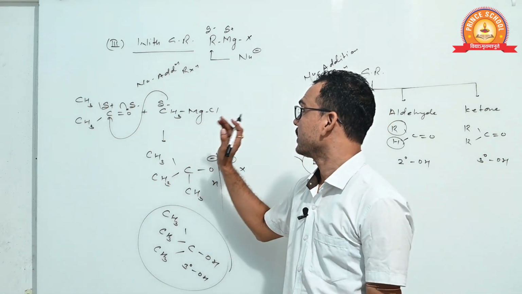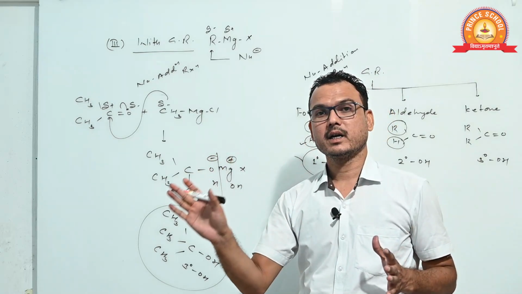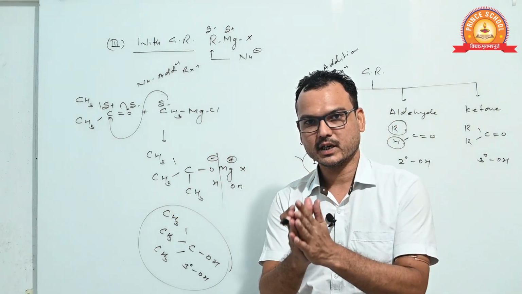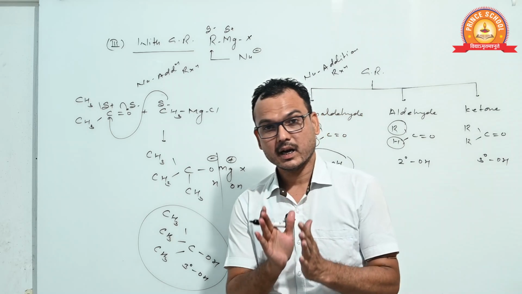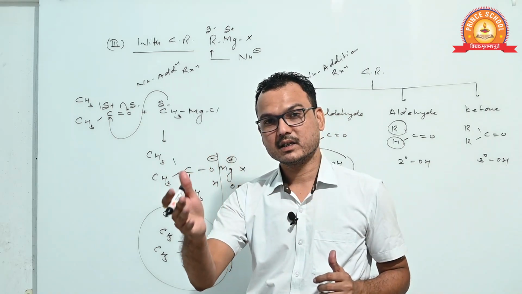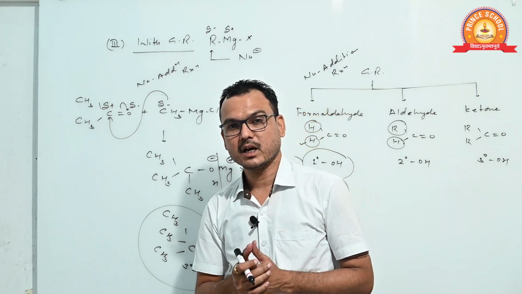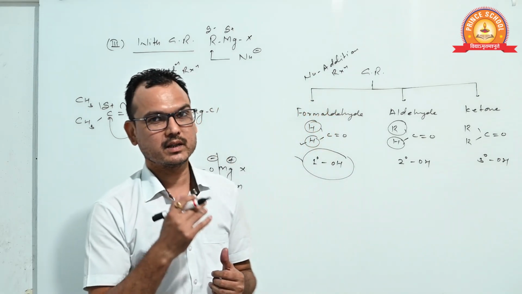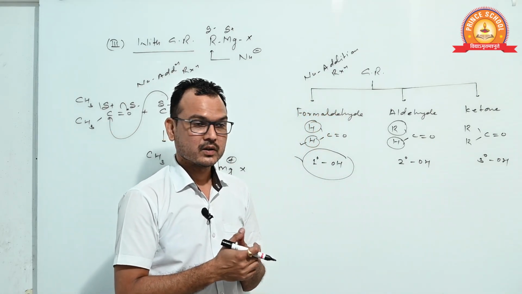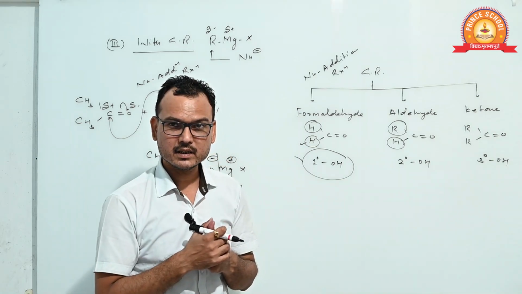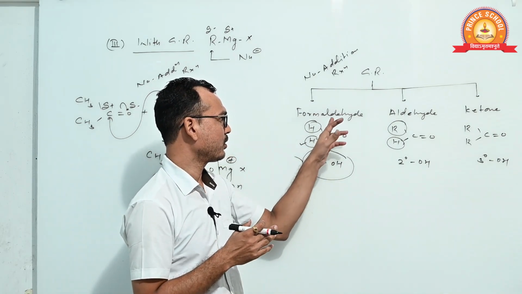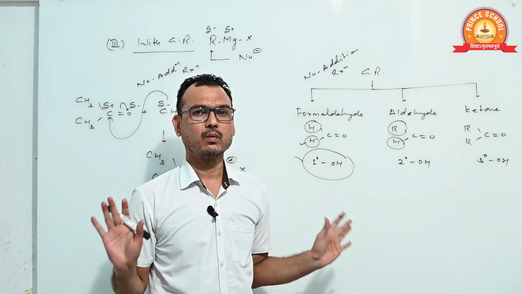First, the reaction between the Grignard reagent and carbonyl compound is a nucleophilic addition reaction. The alkyl group of the Grignard reagent behaves as a nucleophile. By using the carbonyl compound and Grignard reagent, we can prepare 1 degree, 2 degree and 3 degree alcohol. That reaction was already studied in the alcohol chapter. When formaldehyde reacts, it gives the 1 degree alcohol.